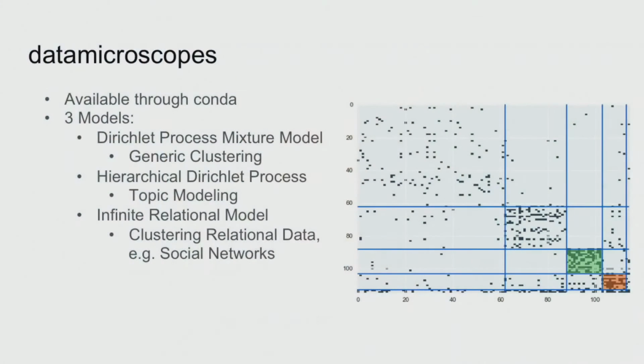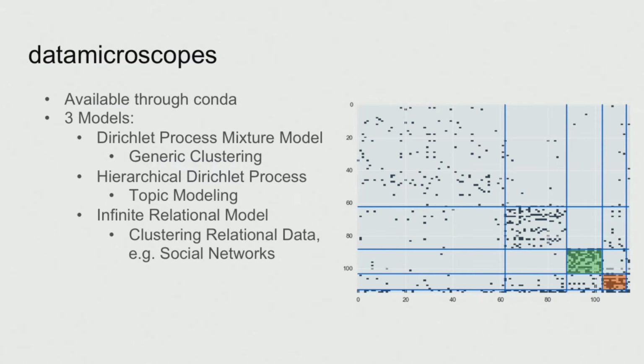Datamicroscopes is a library that's available through Conda. Currently we have 3 models, all of which focus on algorithms based off the Dirichlet process. We have the Dirichlet process mixture model, which is used for generic clustering. Compared to other libraries, we can actually specify what kind of likelihoods you want. So if you want a gamma-Poisson mixture model or a beta binomial mixture model, you can actually do that.